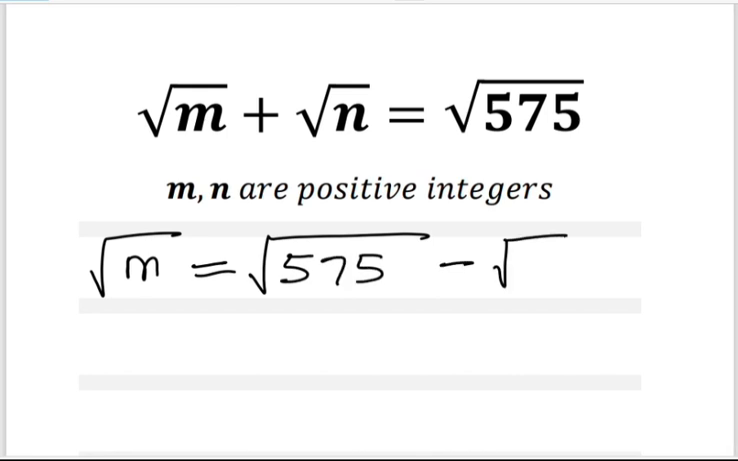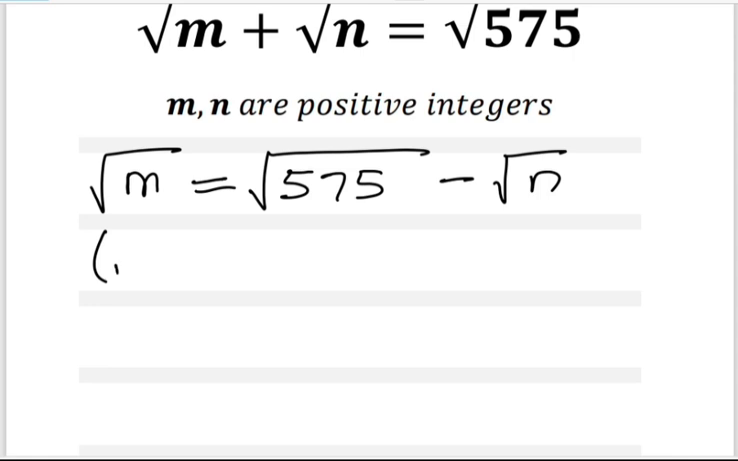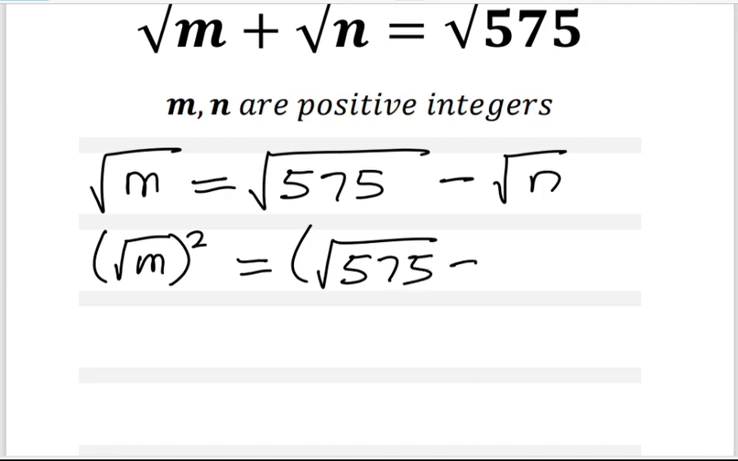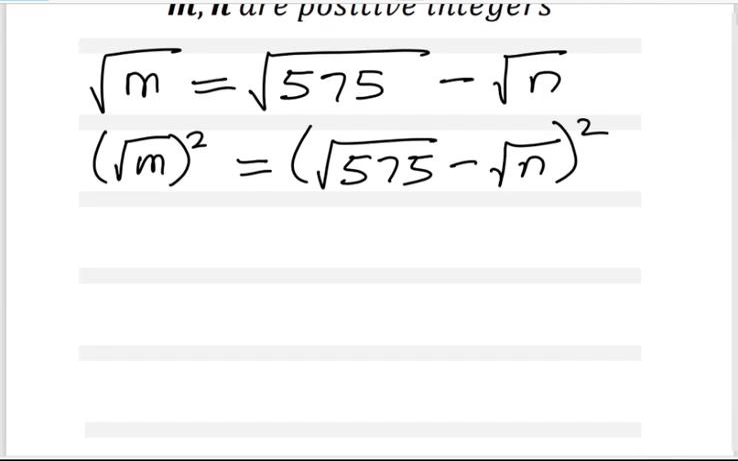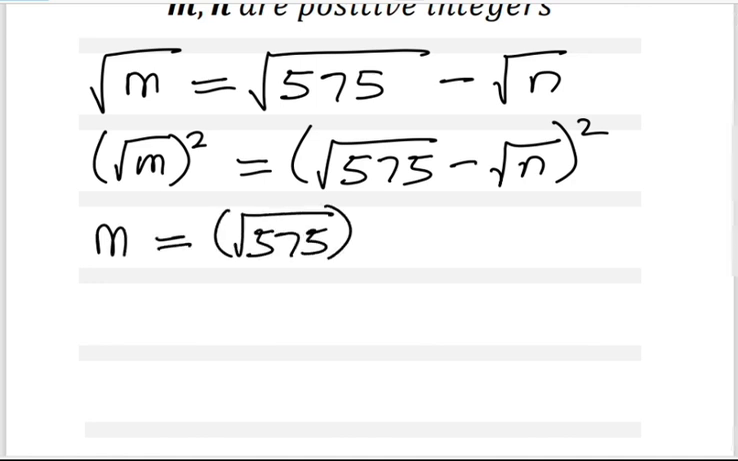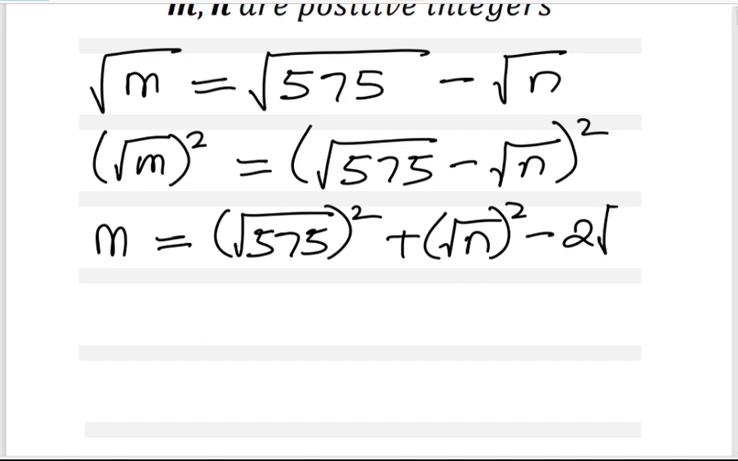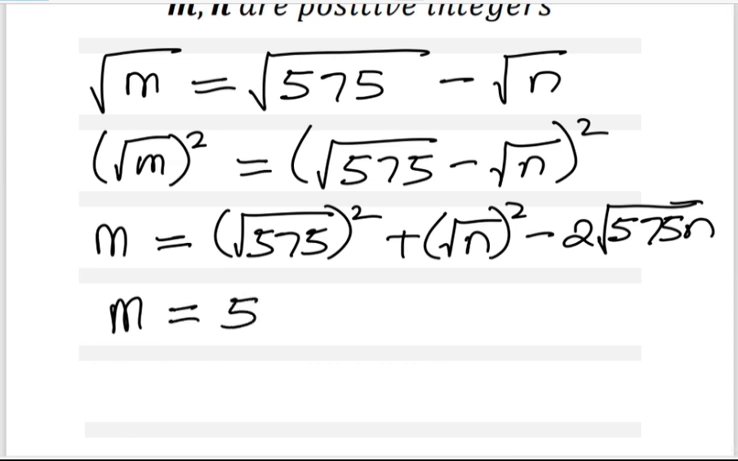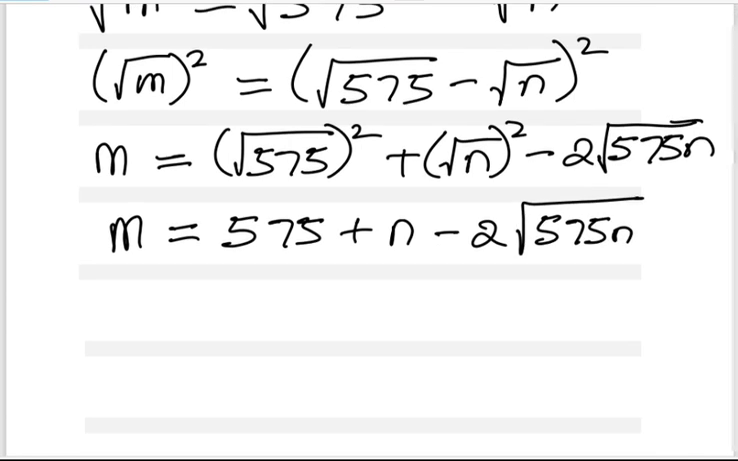So to solve this, we will arrange this a little bit: 575 minus the square root of n. Next, we'll raise both sides to the power of 2: 575 minus square root of n, all to the power of 2. This will give us m is equal to square root of 575 squared plus square root of n squared minus 2 square root of 575n, and m is going to be equal to 575 plus n minus 2 square root of 575n.